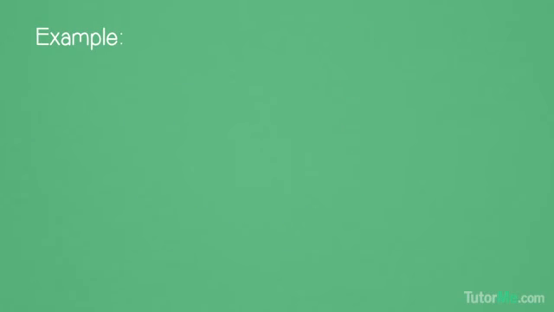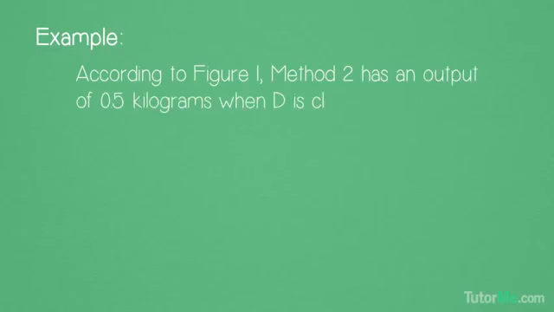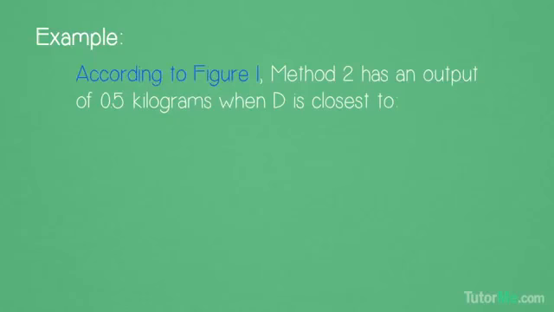Let's look at an example. According to Figure 1, Method 2 has an output of 0.5 kilograms when D is closest to. This question tells you exactly where to look in the passage. When you see, according to Figure 1, you should refer to it immediately. Don't waste time looking through the rest of the passage when you have already been told where to look.